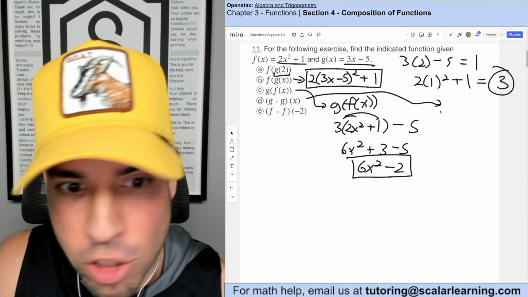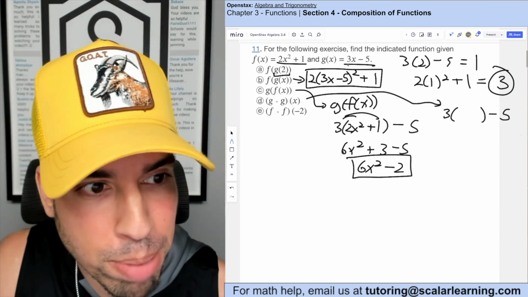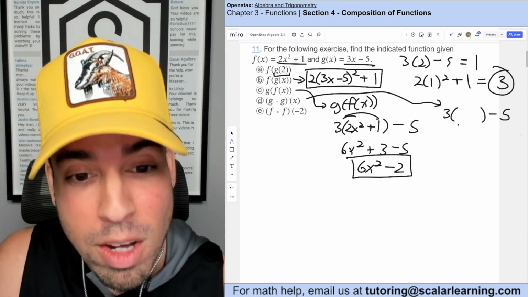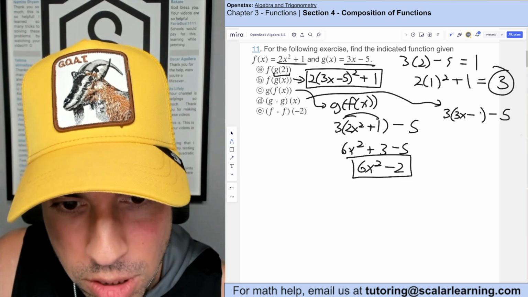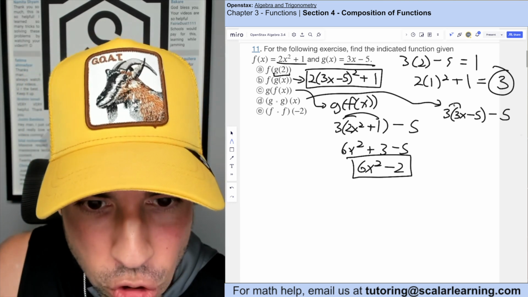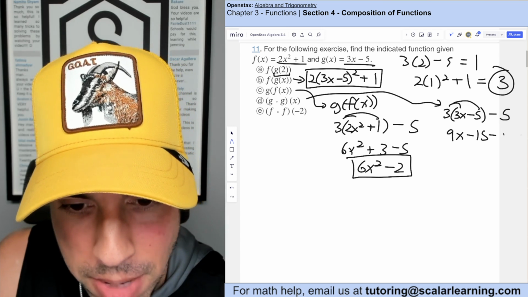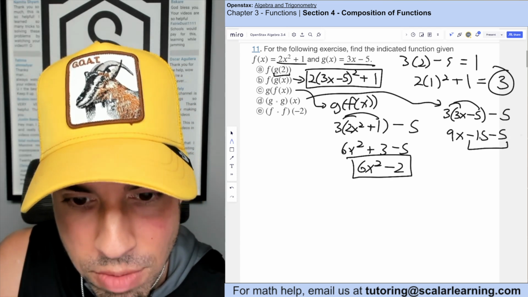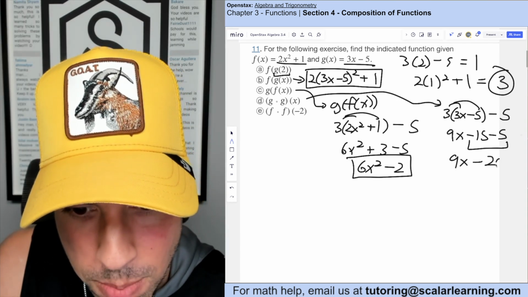Next, for part D, we've got g of g of x. So I'm going to take my g of x function, which is 3 times x minus 5, and I'm plugging g of x into itself. So every instance of x, I just replace with g of x, which is this. And then to simplify, I'm going to distribute. We get 9x minus 15 minus 5. Combine like terms, negative 15 and negative 5, make negative 20, so 9x minus 20.